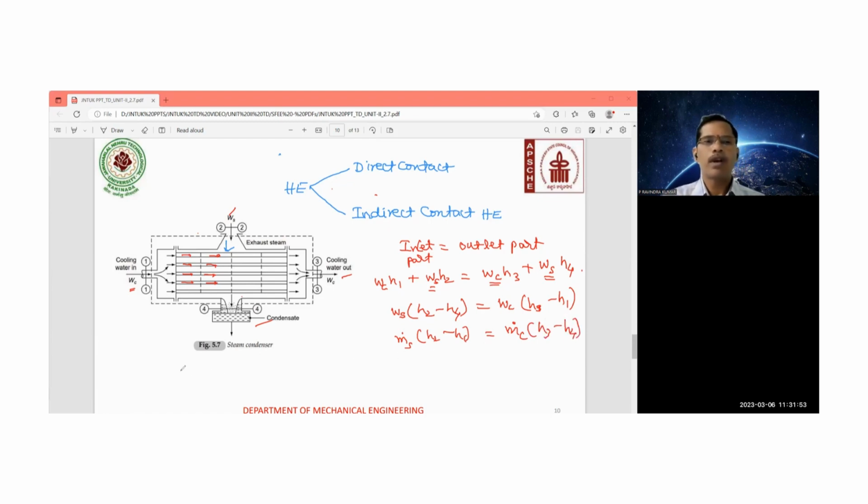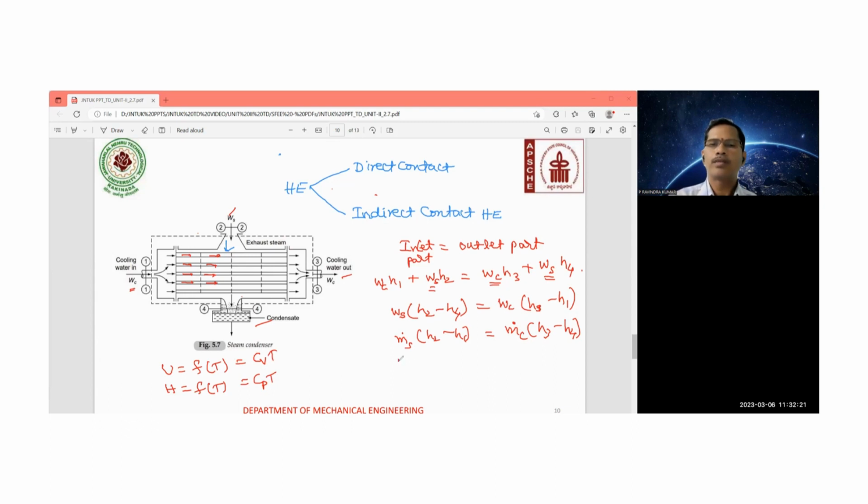Because already we have covered that internal energy is a function of temperature, right? And enthalpy is also a function of temperature. So internal energy is related to specific heat at constant volume, and enthalpy to specific heat at constant pressure. So CvT and this is CpT.